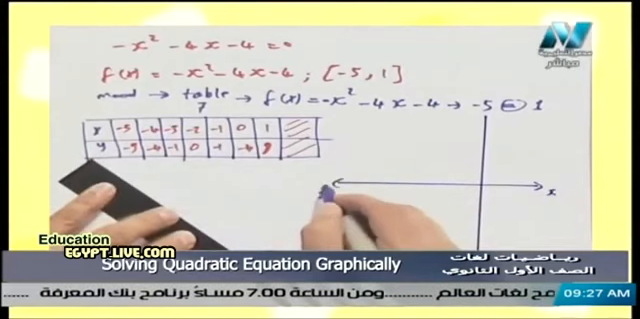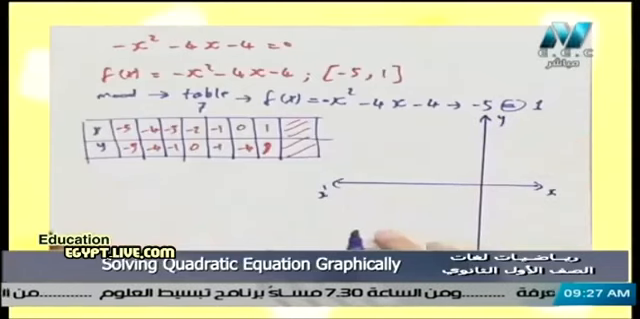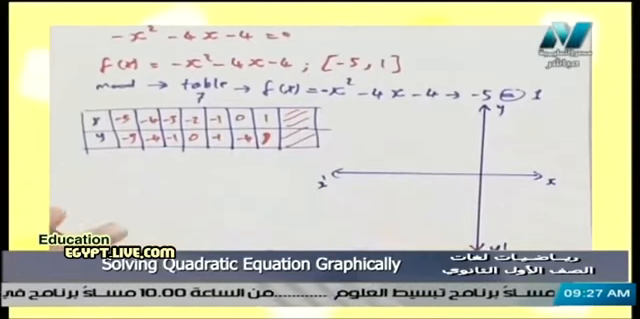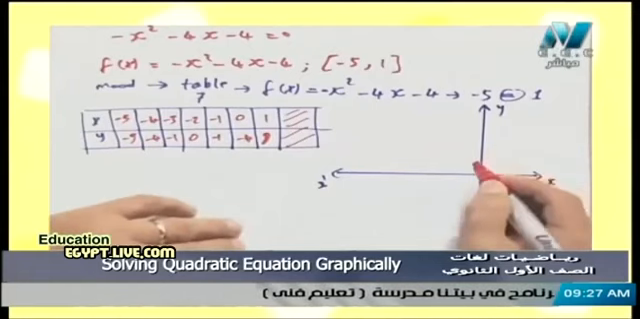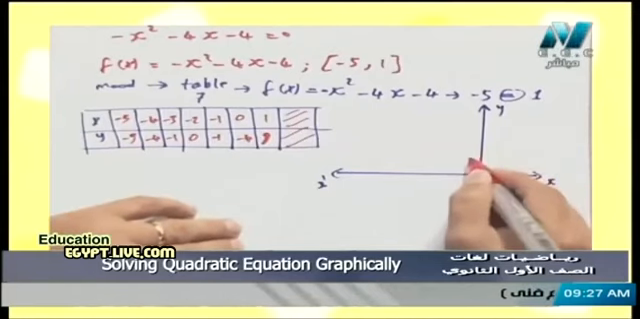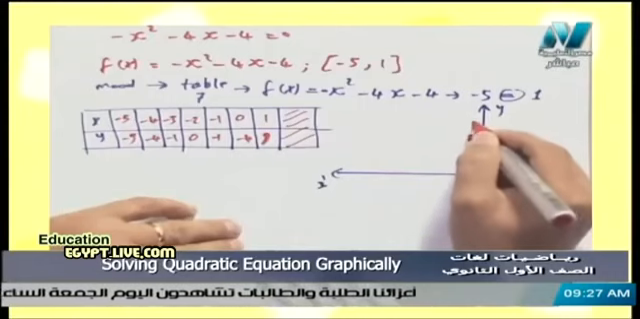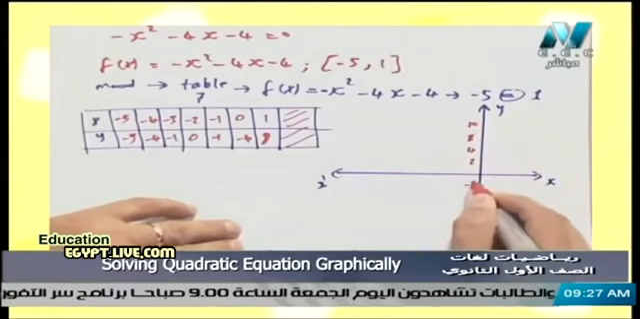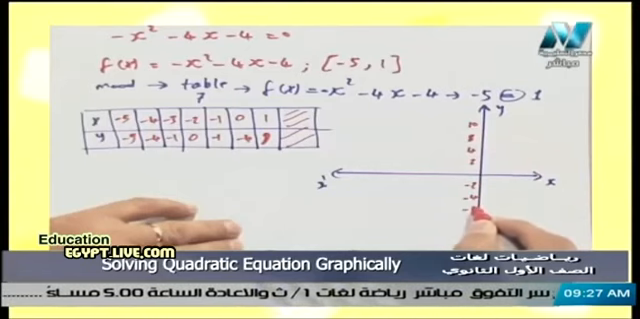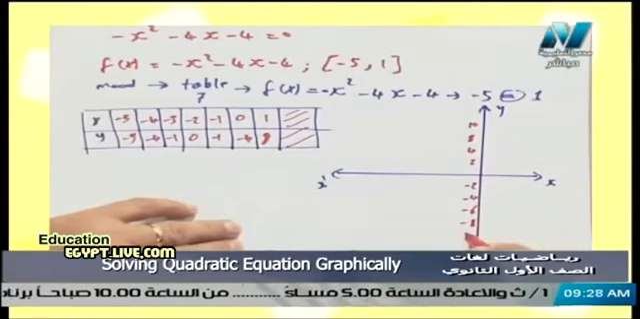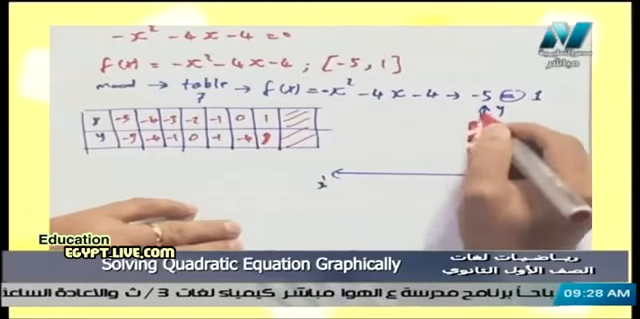This is x-axis, and this is y-axis. Okay. Here we can say 2, 4, 8, 10. Negative 2, negative 4, negative 6, negative 8, and negative 10. Here 2, 4, 6 also, 8 and 10.